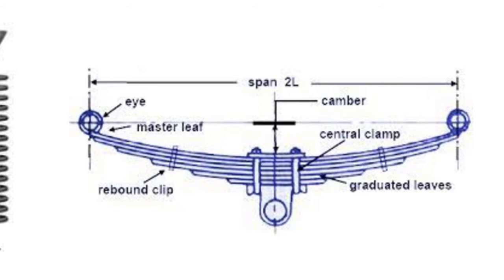So here you can see the different parts. The upper part is known as master leaf, whereas the lower plates are known as graduated leaves. So these leaves are clamped together or they are laminated together.